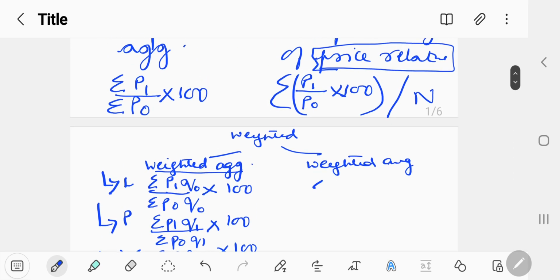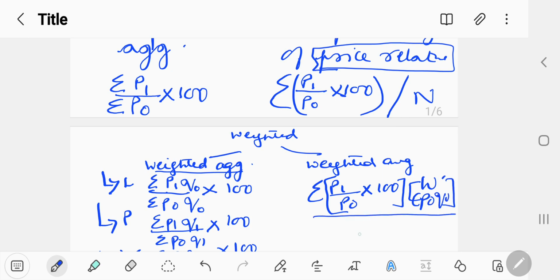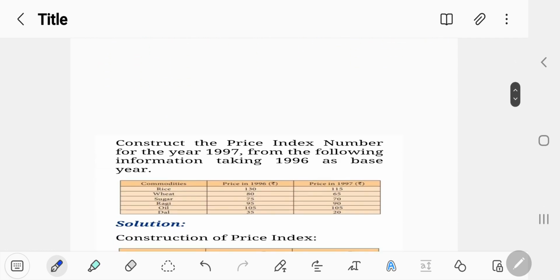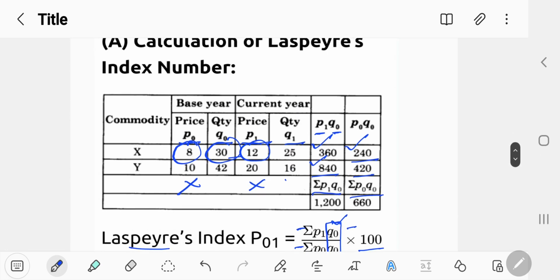Here also, we will find the price relative of each commodity, and then we are going to multiply it with the weight. Weight is either given, or if it is not given, then it is taken as P0Q0, and then instead of dividing with the number of commodities, we divide it with the weight. Now it's similar to the simple average, but the only thing is we are multiplying the price relative with the weight and dividing with the weight only, rather than dividing with the number of commodities.